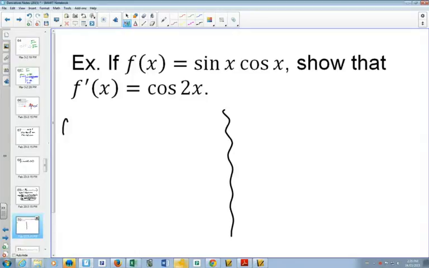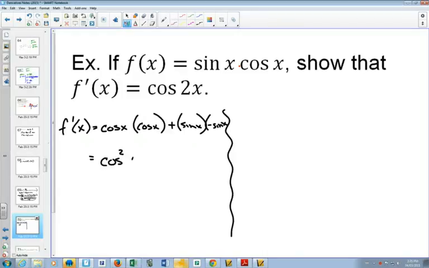Did you just do the derivative to begin with and think of it as a product, and then keep one the same and take the derivative of the other one, plus keep the other one the same and take the derivative of the other one? You would have got cos squared x minus sine squared x. And from your identities from last year, you recognize that this is cos 2x.